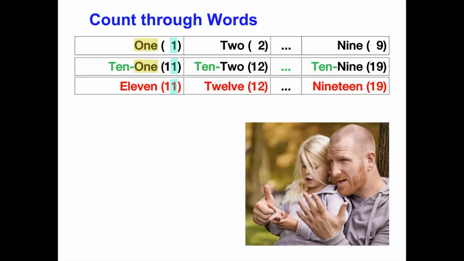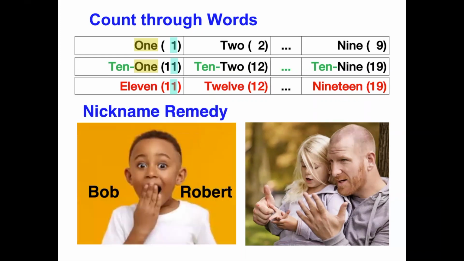Is there a remedy? Yes, we have a nickname remedy. Let's teach kids to count, first in base 10 structure words. Then use the teen numbers as nicknames. Like Bob is a nickname for Robert, children understand their equivalency. The nickname for 10-1 is 11. The nickname for 10-2 is 12, and so forth through 10-9, which has a nickname 19.